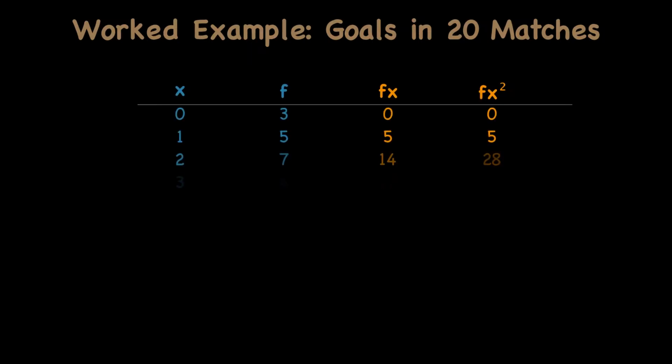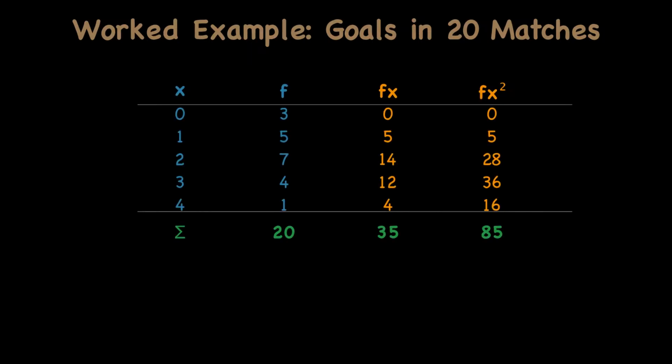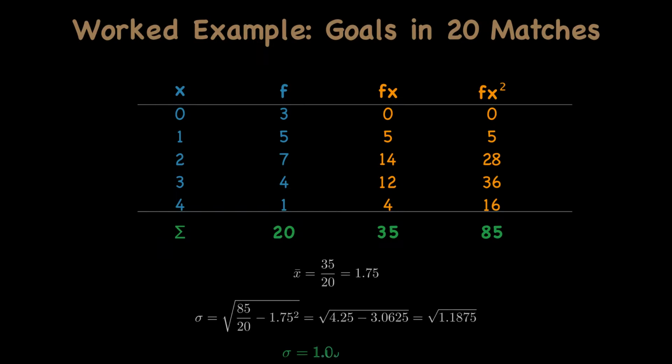Now, a frequency table example. The number of goals scored by a team in 20 matches. We add columns for fx and fx squared. The sum of f is 20, the sum of fx is 35, and the sum of fx squared is 85. Now apply the formula. The mean is 35 over 20 equals 1.75. Sigma equals the square root of 85 over 20 minus 1.75 squared. That's the square root of 4.25 minus 3.0625 equals the square root of 1.1875. Sigma equals 1.09 to 3 significant figures.